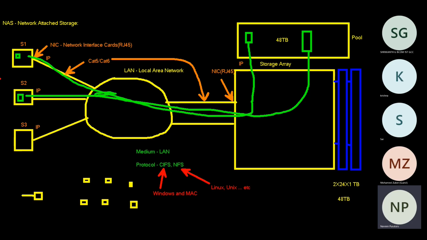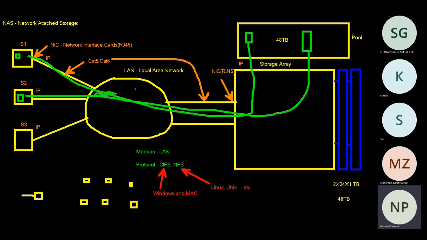For example, with the help of NAS technology, if you want to assign storage to a Windows system, then you need to use a protocol called CIFS. And whenever you want to assign storage to a Linux or Unix server through NAS technology, then you have to use NFS protocol.